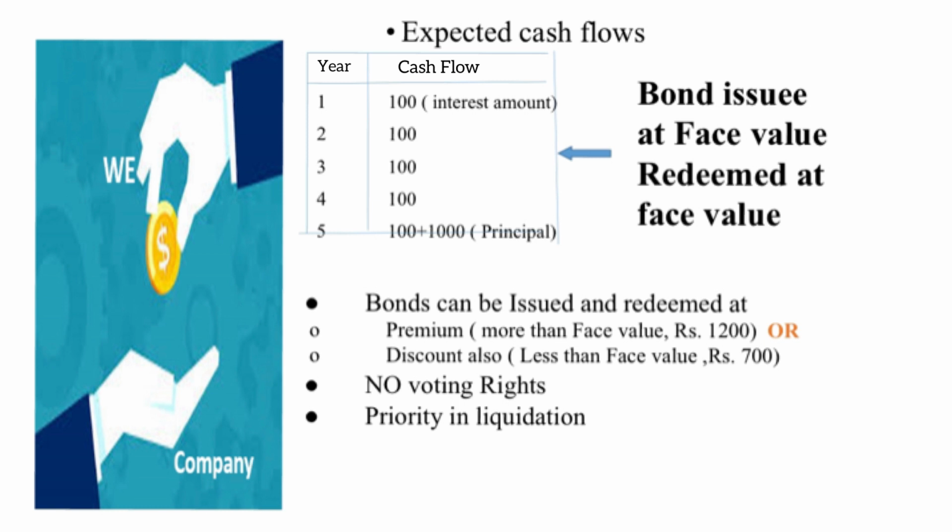Now what happens if the company goes for liquidation, right? So in the case of liquidation, when you're trying to sell your assets and trying to settle your liabilities, then the first claim is of the debenture holder. That means first you have to clear off the debts of these bond holders or these debenture holders.